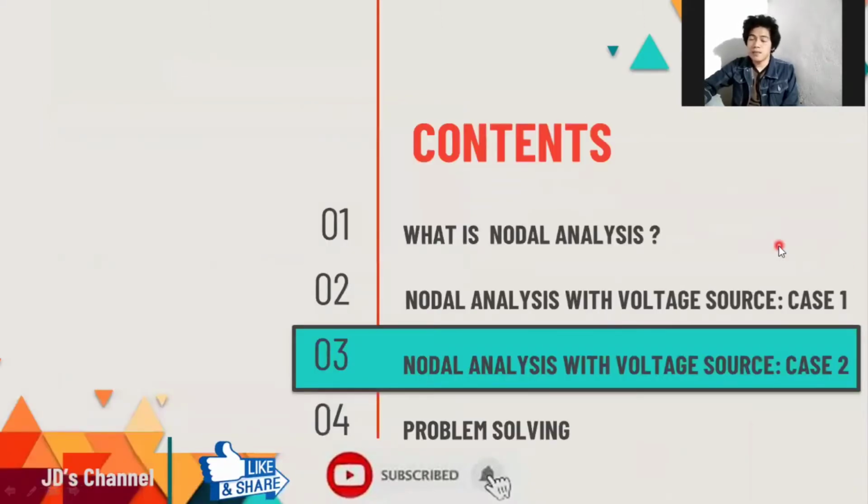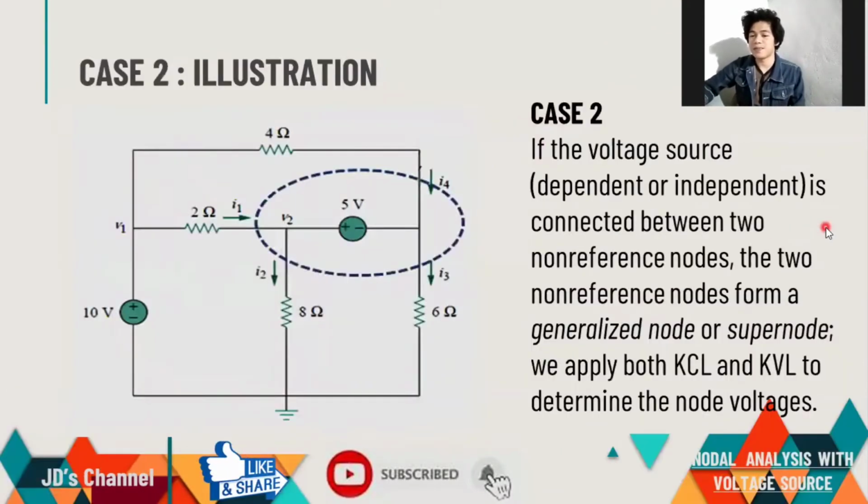The next one, we will discuss nodal analysis with voltage source, case 2. Ayan, so may case na tayo. Sa case naman, it says here, if the voltage source, it's either dependent or independent. Again, class, it's either dependent or independent. Basta siya ay voltage source is connected between two non-reference nodes. Okay, so ito siya. And then meron tayong, ito ay V3. So hindi nakalagay kasi ito yung V3 and V2.